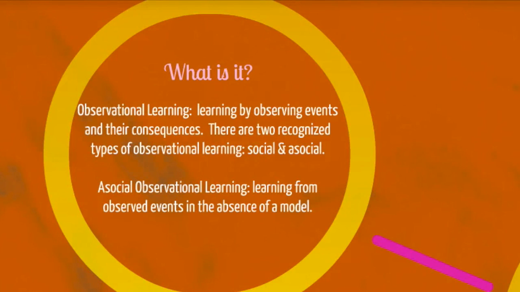Let's learn about asocial observational learning. First, what is it? Observational learning is learning by observing events and their consequences. There are two recognized types of observational learning, social and asocial. Asocial observational learning is learning from observed events in the absence of a model.